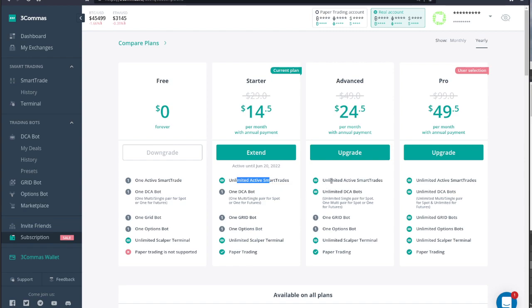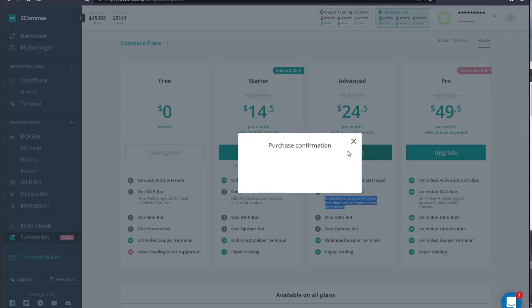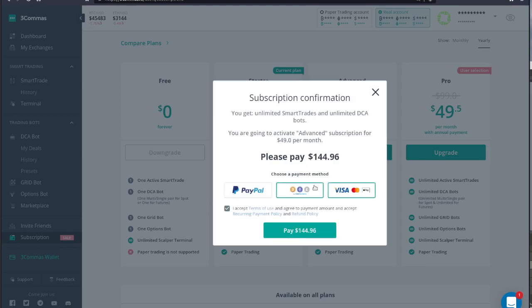Yeah, so looks like I'd have to go to unlimited DCA, unlimited single pairs. That's what I would need to pay. So it's actually not that bad, you know. But if you can find out a way to do this without paying, hey, that's great. It gets more complicated though, and it's not as easy with all the toggle switches. But yeah, that's 3commas. I'd have to pay $144.